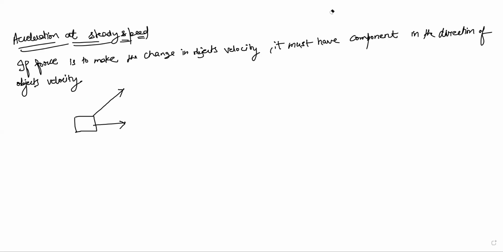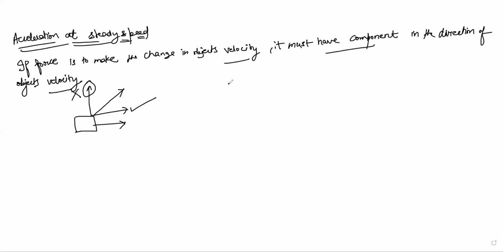Why? Because we have done resolution of vector. If this is applied, we can resolve it into two components. One will be horizontal, another will be vertical. So this vertical component will have no effect on the object's motion, but this horizontal component will, right? So if a force is to make the change in object's velocity, it must have component in the direction of object's velocity, right? But when we consider the circular motion, our force is already acting at 90 degree to the velocity, right?